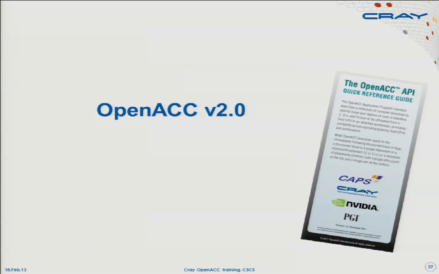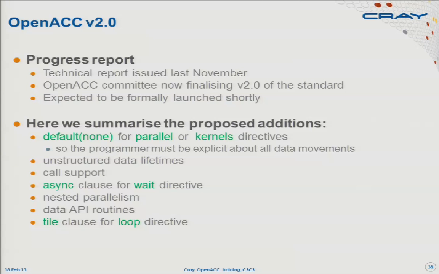So what's going to happen in OpenACC version 2? I have no idea if I'm allowed to talk about this, but I will anyway. A technical report was issued at Supercomputing last year. They're now finalizing version 2 of the standard. I think the big decisions have been made, and there will be a formal launch shortly. Shortly means in the next few months.